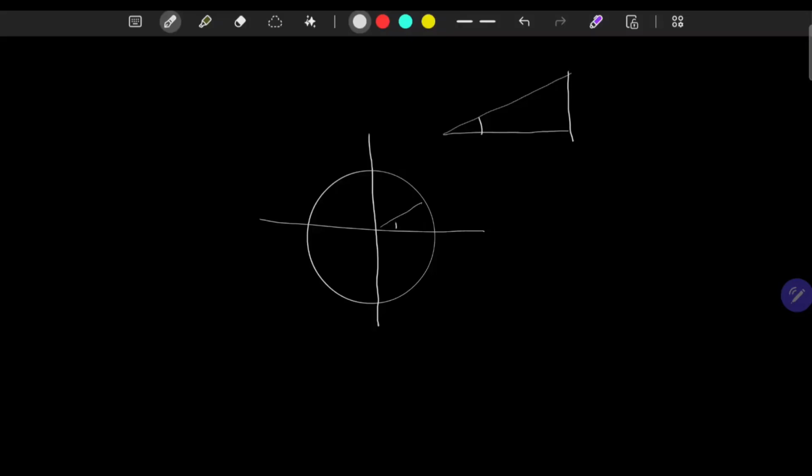Up until now, you might have used sine and cosine to find the sides in a right angle triangle, like this. Or you might have used sine and cosine in the unit circle with angles in degrees. In this video, we're going to move away from that and use sine and cosine as functions. The first step in doing that is to introduce radians.